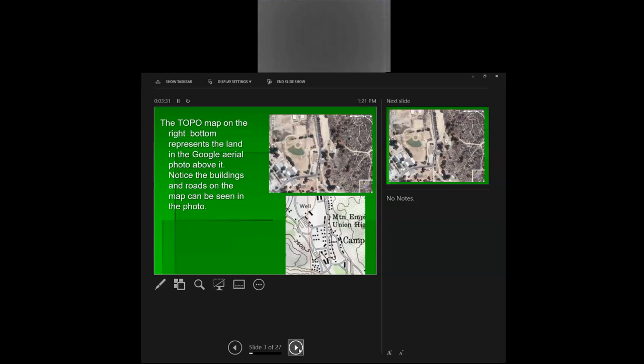The topo map on the right-hand page at the bottom is the topo representation of that baseball field that you see there on the top right photo. It shows the layout of the land. You can kind of see what it looks like in regards to the streets and the roads and those types of things, and those different representations on the contour map, which is on the bottom, will show you what the Google Maps photo will show you on the top right.